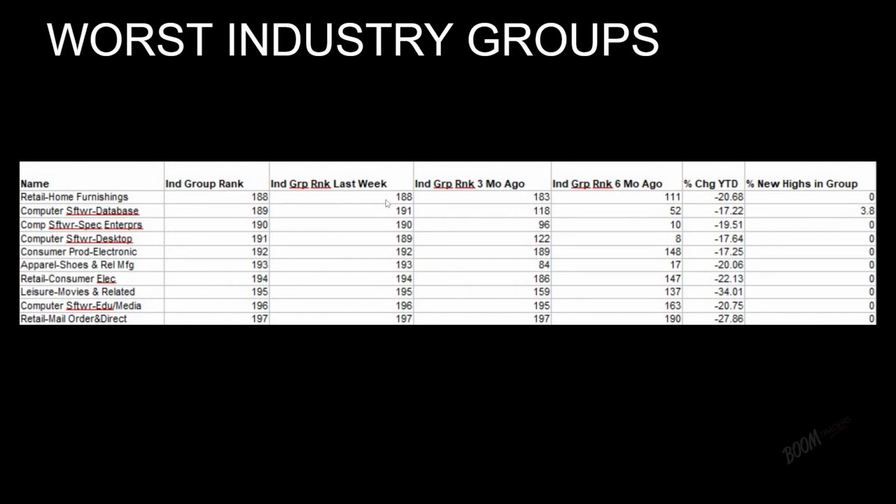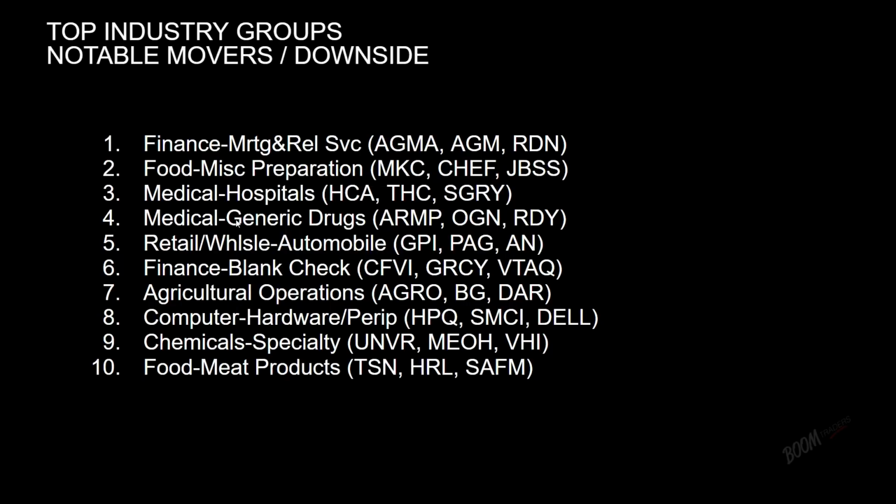As you can see, industry group last week was pretty much the same, really not that much of a change. And in terms of the notable movers to the downside, we have finance and mortgage services. And again, this is the exact same thing as with the notable movers to the upside. I have the two or three top tickers in the group. Now, one new addition that I see here, that I was actually surprised by when I did the calculations for the group's changes, is the agricultural operations.